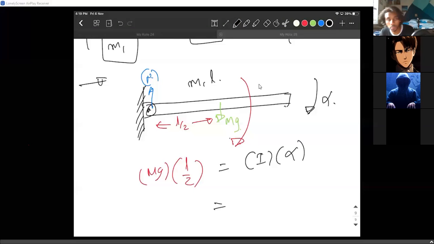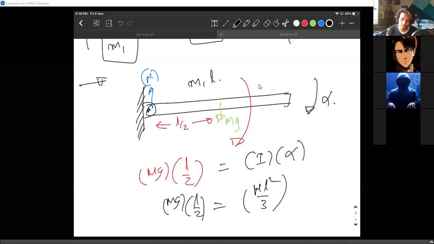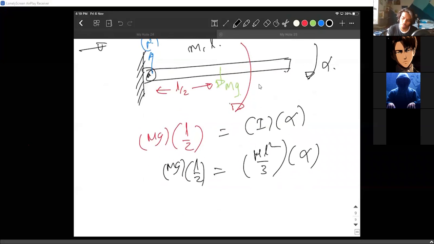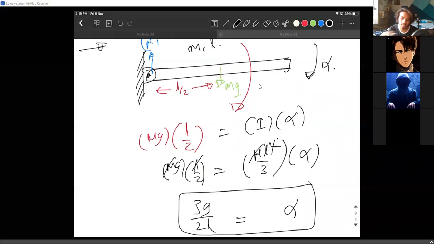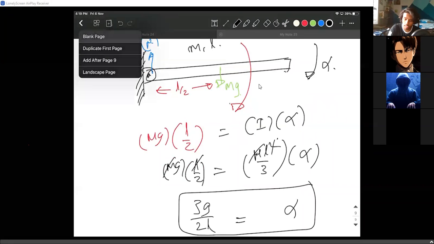Now, I hope everyone remembers the moment of inertia of the rod about one of its ends, which is ml square by 3, into alpha. So L cancels out, m cancels out, alpha comes as 3g by 2L. Okay, so this is how you find the angular acceleration. But the problem is not over yet.